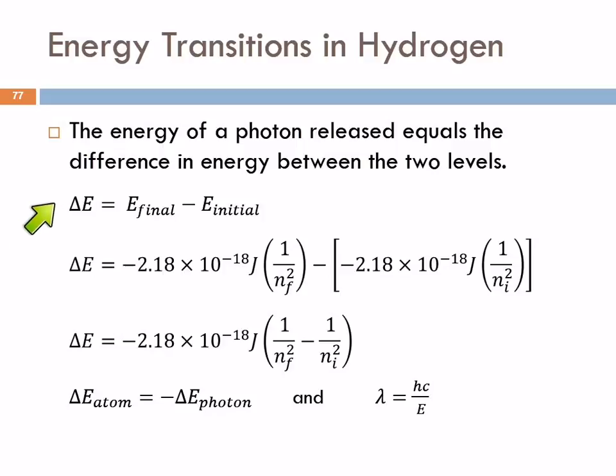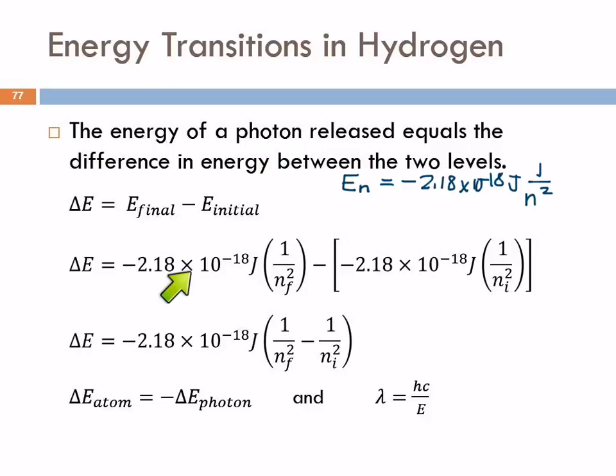So we can say that the change in energy is the final energy minus the initial energy. Delta is always final minus initial. So the energy of that photon equals the difference in energy between the levels, the final level minus the initial level. We said earlier that for hydrogen, the energy of an electron in some level is 2.18 times 10 to the minus 18 joules times 1 over n squared. So this is the energy of the final state of the electron, and then we're subtracting the energy of the initial state of the electron.